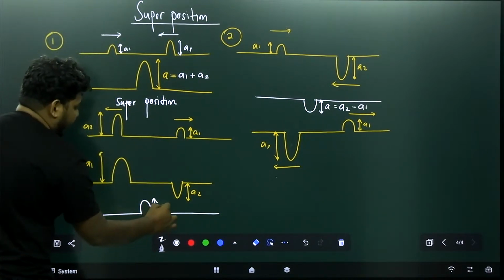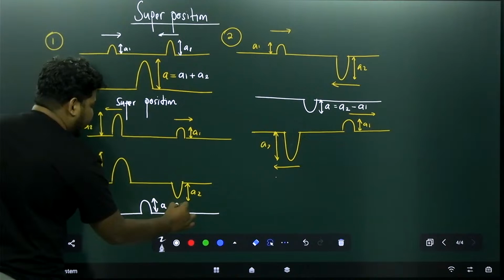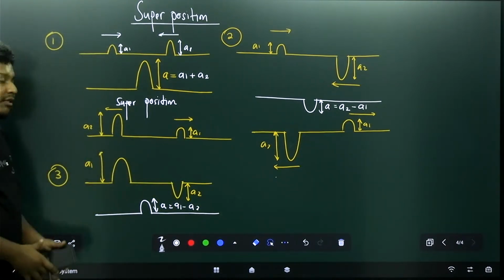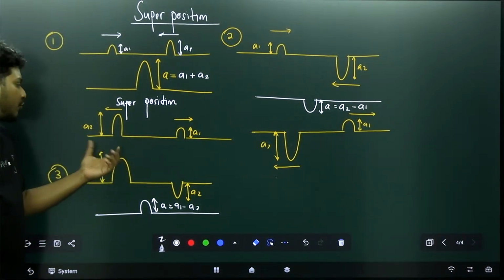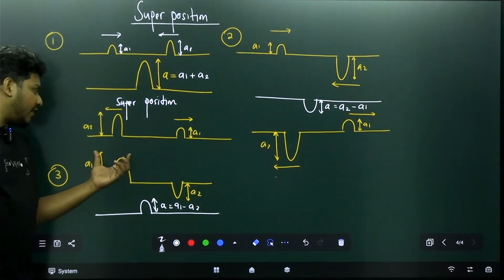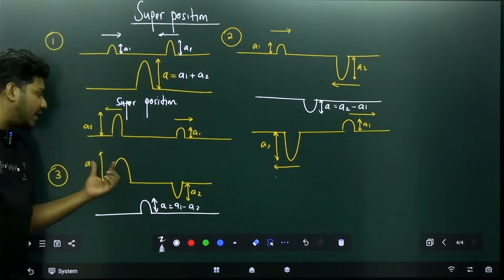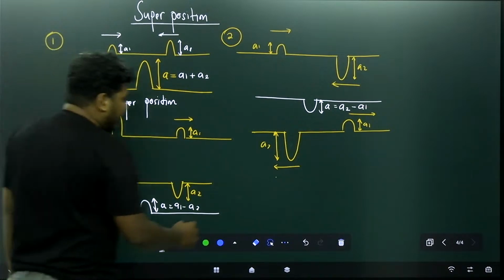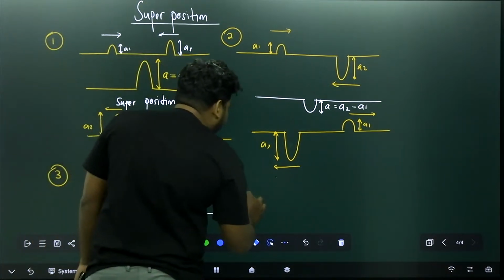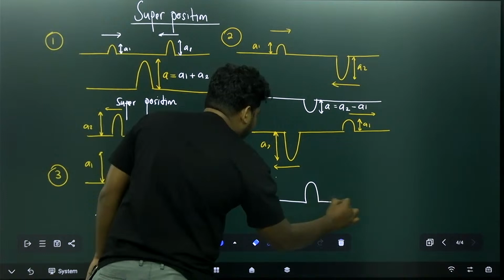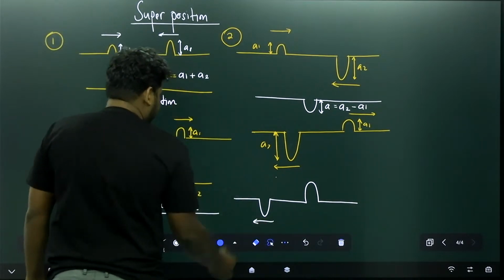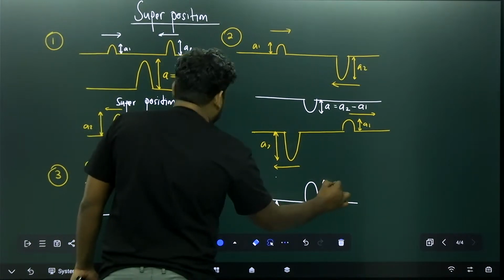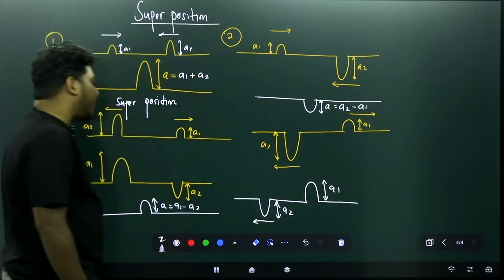In the superposition, this is A1 and this is A2. This is how it will look. The amplitude here is A equal to A1 minus A2, because this is the greatest one and this is the lowest one. The biggest one is moving in the opposite phase. So the resultant superposition is A1 minus A2. After this, the waves will move like this. A2 will continue in its own direction, and A1 will move in this direction. This is how it will happen.